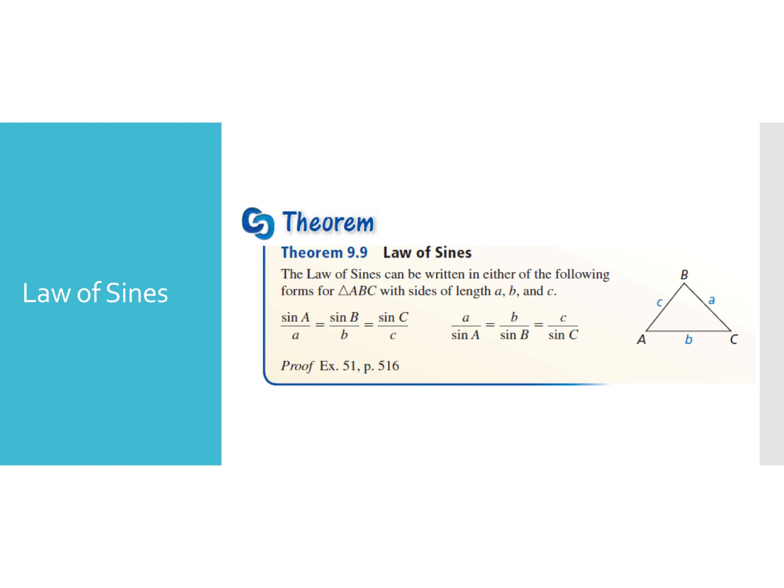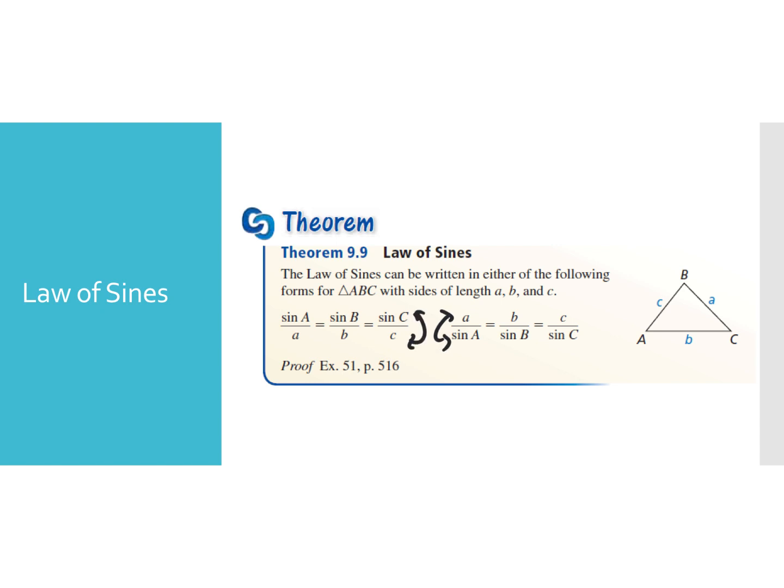The law of sines is theorem 9.9. So theorem 9.9, law of sines, it states, the law of sines can be written in either of the following forms for triangle ABC with sides of length A, B, and C. So this is always going to be sine over the length equals the next sine over its length. The key important part, you guys, is you can write the sine on the top or on the bottom. It's the same. It wouldn't matter.